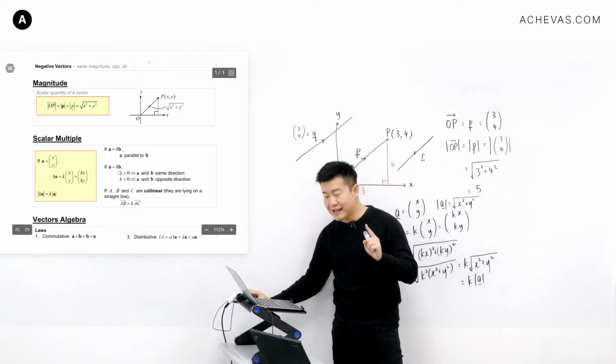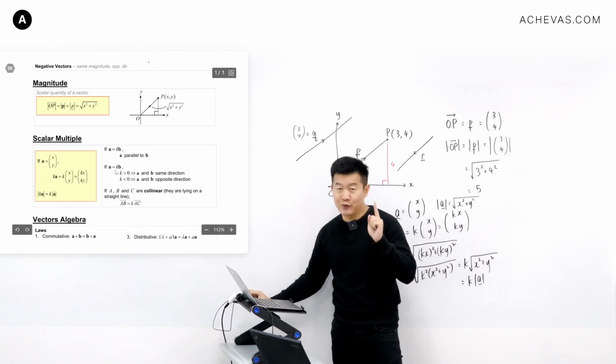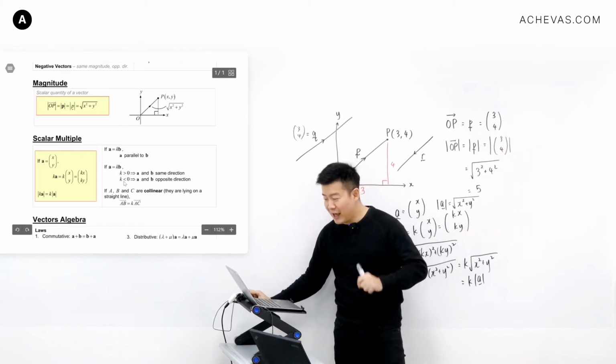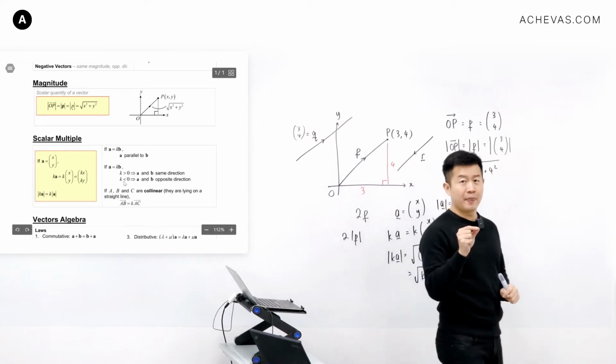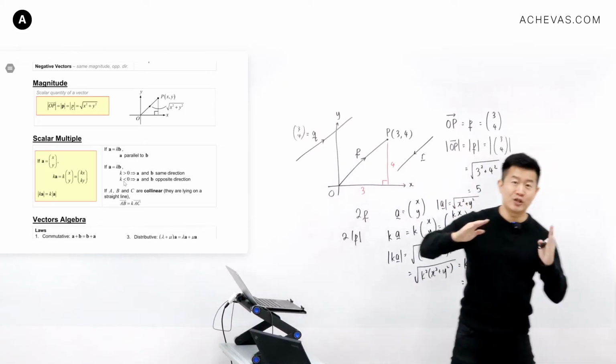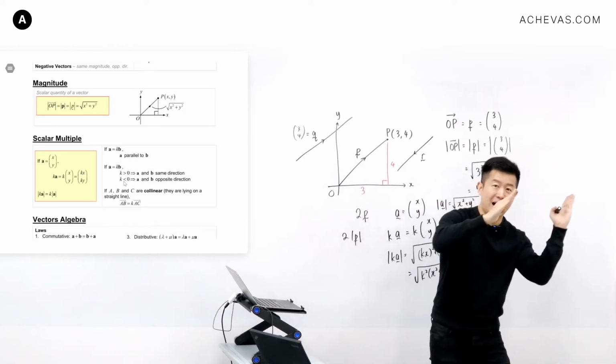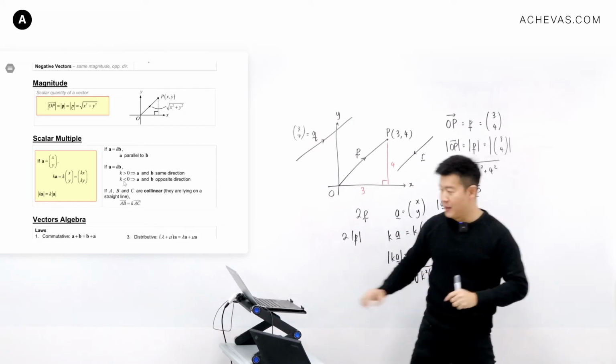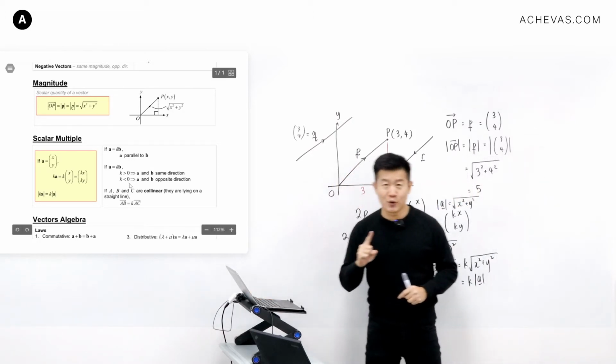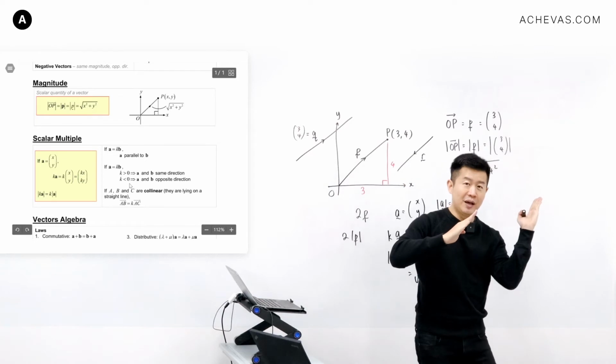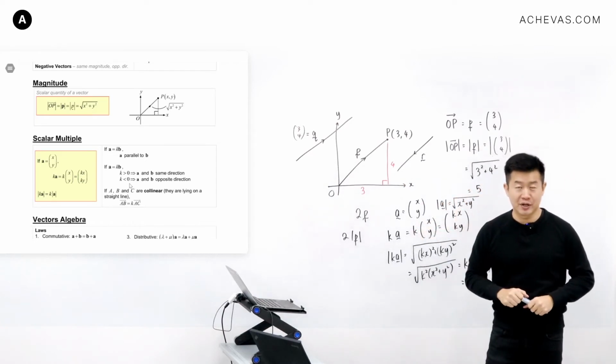But if you look at the sign of k, if k is bigger than 0, then you know that they are not just parallel, but A and B are in the same direction. But if k is less than 0, they are still going to be parallel, but they are going to be in opposite directions.